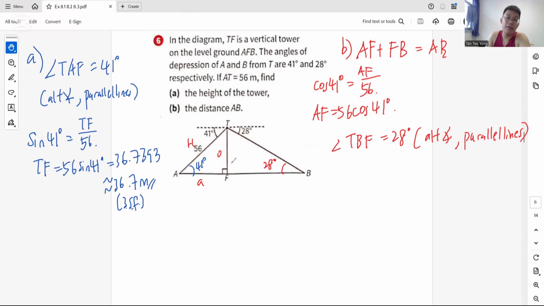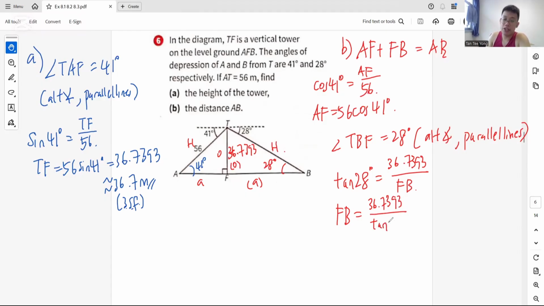So this is 28 degrees. And from part A, I have found out that my TF is 36.7393. So I can find FB. How to find FB? Label: this is opposite, this is adjacent, this is hypotenuse. Opposite and adjacent, so tangent. Tangent 28 degrees equals opposite, which is 36.7393, over FB. So FB is equal to 36.7393 divided by tangent 28 degrees. I'm just going to keep my answer like this for now.